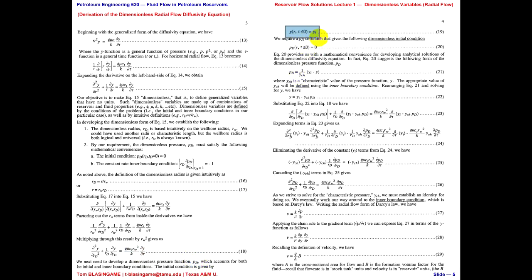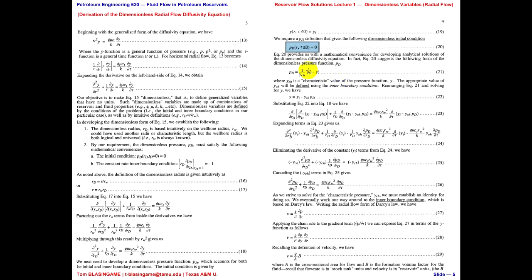It's either y or p, however you want to define it, but it has to be equal to the initial value of pressure squared or pseudopressure at time equal to or less than 0. So that translates into the fact that p_D, the dimensionless pressure, has to be equal to 0 for those times. And the only way to do that is to have a dimensionless pressure drop, not a dimensionless pressure, but a dimensionless pressure drop.